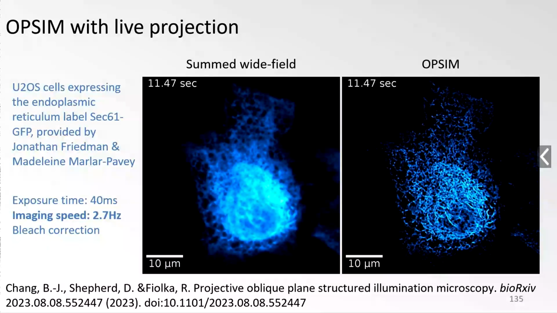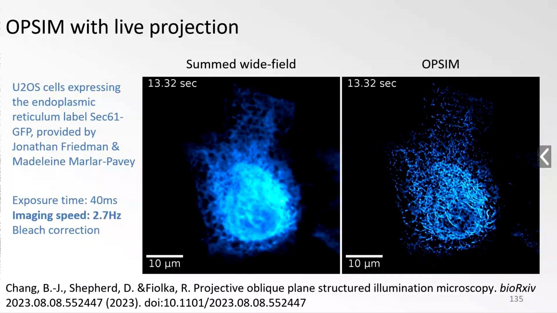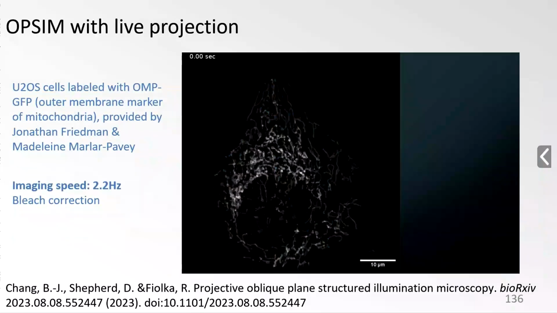And as a result, this is the projection SIM, OPM SIM. So this is the projection of the wide field image. This is the projection of the OPM SIM images. And now we can image this even faster. So this is 2.7 Hertz with the exposure time of 40 milliseconds.